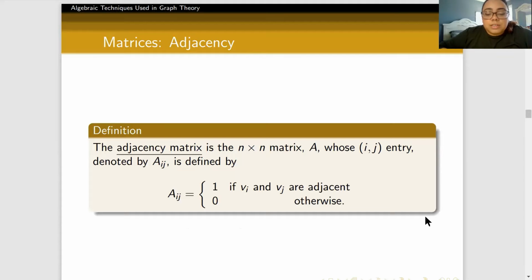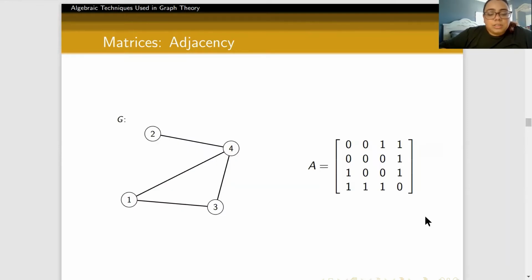So I'm going to focus on the adjacency matrix. For a graph with n vertices, this matrix is going to have n rows and n columns. And an entry would have a 1 if there's an edge between the vertices and a 0 if there isn't. So for G, we get this matrix. We see that the diagonal is zeros because there are no loops. Entry 2, 1, for example, is also a 0 because there's no edge between vertices 2 and 1. And entry 3, 1 is a 1 because there is an edge between vertices 1 and 3.